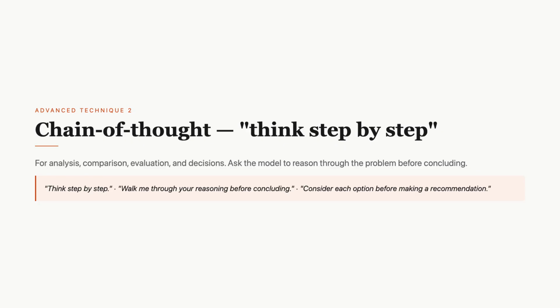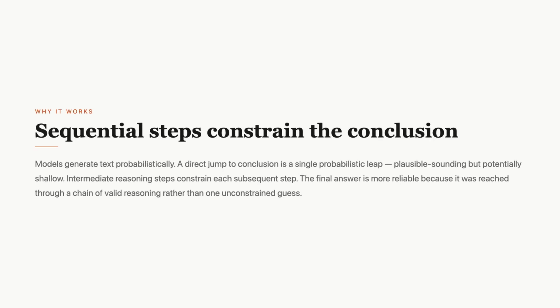Why does chain of thought work? Language models generate text probabilistically. When a model jumps directly to a conclusion, it produces a response that sounds confident but may have skipped important intermediate steps. When it works through the steps explicitly, each intermediate step constrains the next one. The final conclusion is more reliable because it was reached through a chain of valid reasoning rather than a single probabilistic leap.